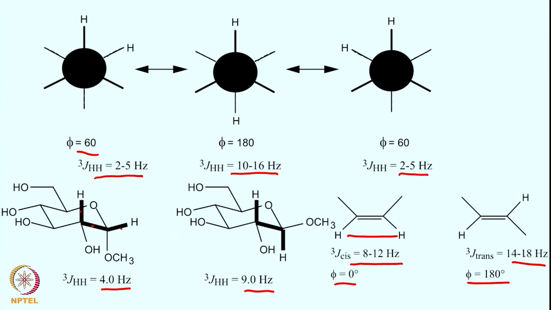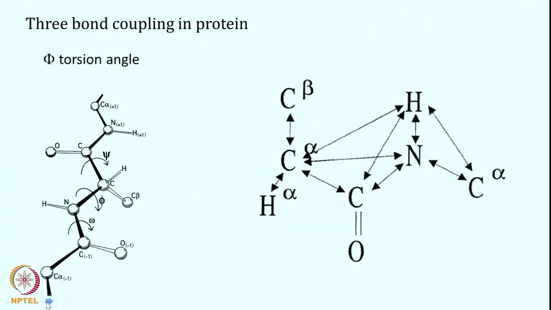So, now it is clear that even the torsion angle changes the 3 bond coupling in the case of proton-proton. And therefore, as we were discussing, this is very important in getting the protein conformation. So, in a protein, suppose we measure this coupling between this proton, which is the NH proton, and this C alpha H proton. So, here is that torsion angle, which is phi. If one can measure it experimentally, we can determine the phi torsion angle.